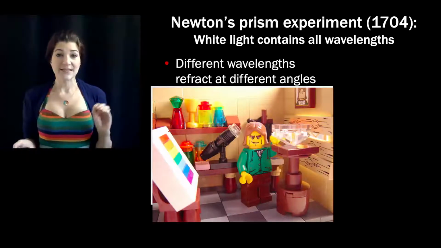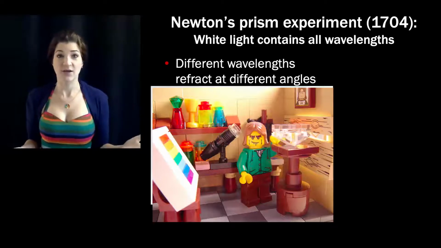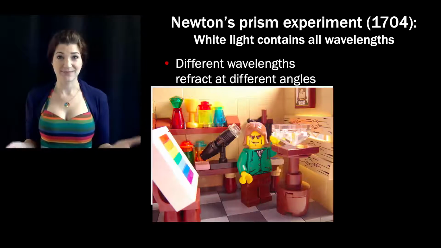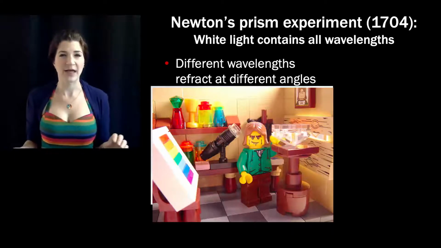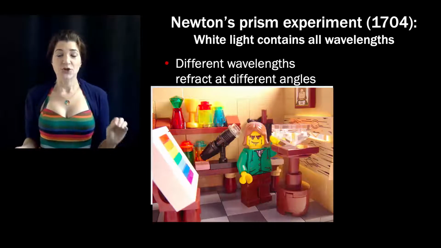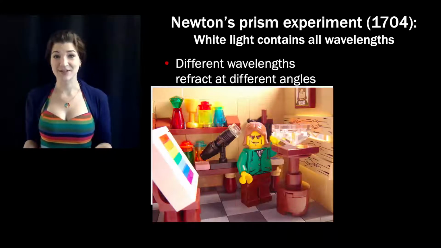So this demonstration showed that white light, what comes off of the sun, what comes out of most light bulbs, contains all wavelengths of light. Not necessarily equally, we'll talk more about that next time. So what we're going to start by doing is trying to come up with a working definition of what color is. This turns out to be a very difficult thing to do.